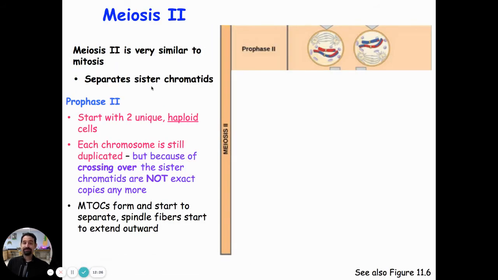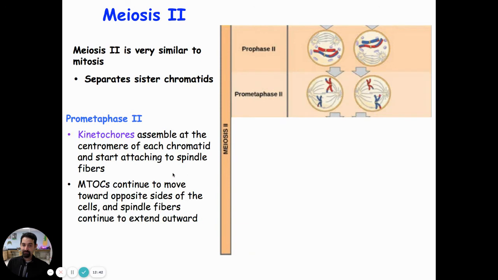Meiosis 2 is a lot like mitosis. It separates these sister chromatids just like mitosis does. But you're starting with two already different haploid cells. Each chromosome is still duplicated because of crossing over. They're not the same. So prophase, we get rid of any membrane.